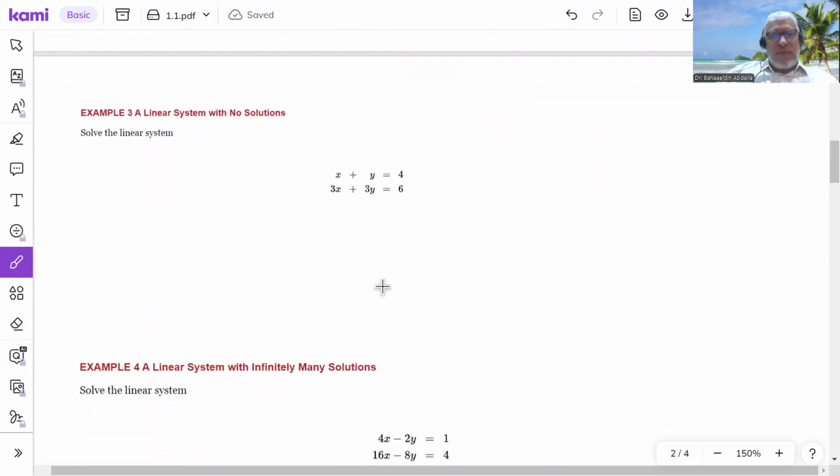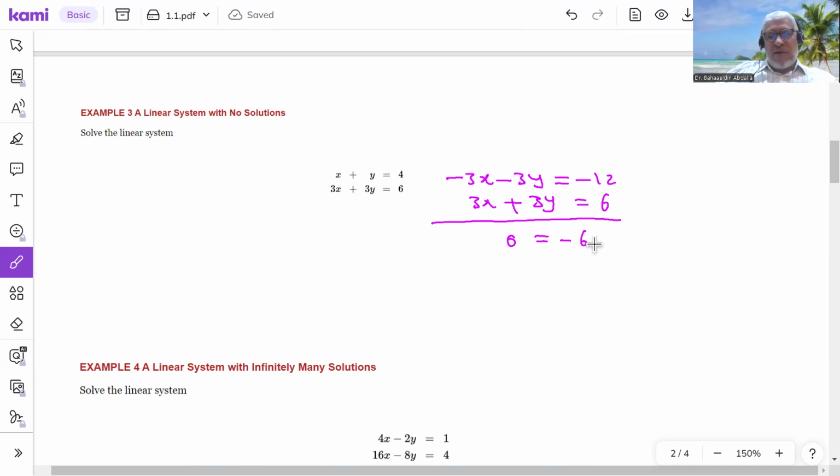While here, in this system, if we want to eliminate one of the variables, if we add, there is nothing to eliminate. But for example, if I multiply the first equation by negative 3, so I'll have negative 3x, negative 3y equals negative 12, and the other equation as it is. Now, if I add the two equations together, I'll have 0 on the left-hand side and negative 6 on the right-hand side. And this is a false statement. It's not a correct statement.